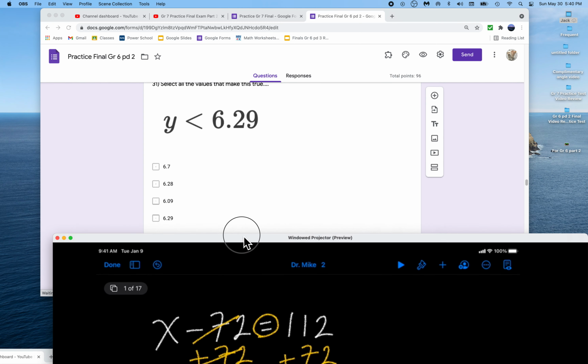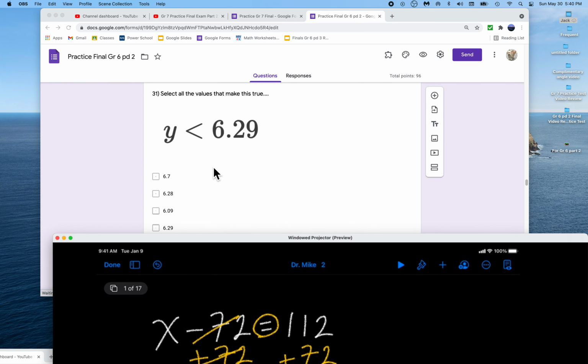Okay. Select all the values that make this true. Y is less than 6.29. So which of these are less than 6.29? Okay, 6.7 is greater.